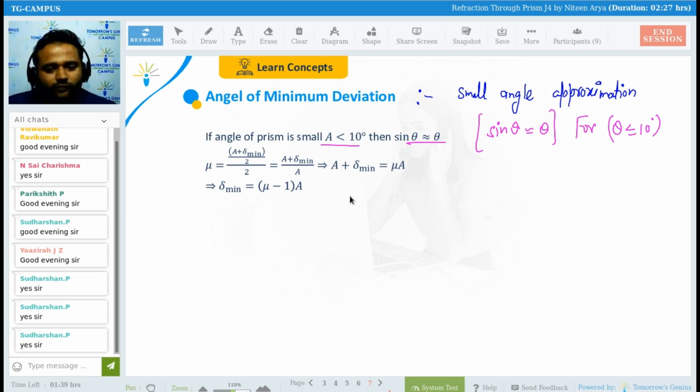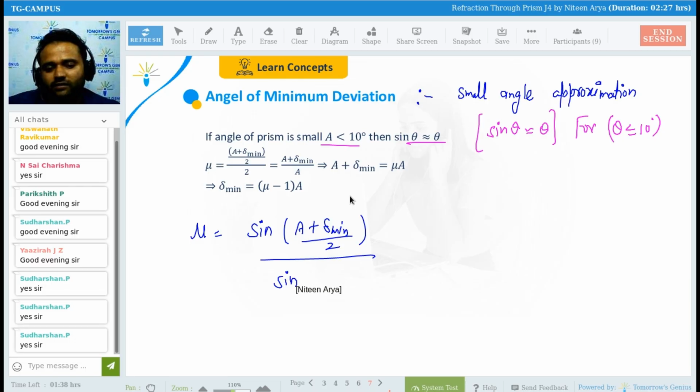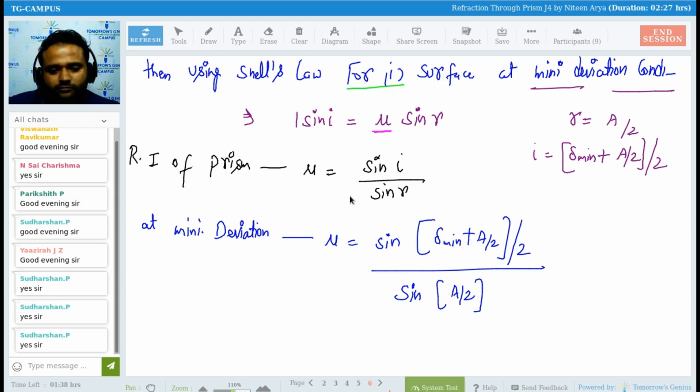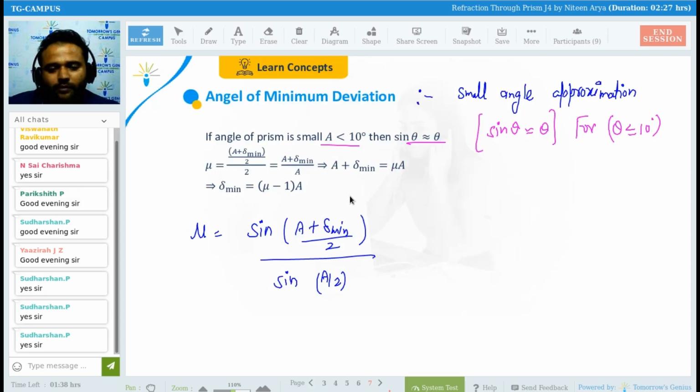Clear? Because sine theta is going to be directly theta. So what I am doing here, I just skipped one step. Sorry for that. Before this, as we know from the previous page, mu is sine of (A plus delta minimum) divided by 2, divided by sine of A by 2. So this is the refractive index.